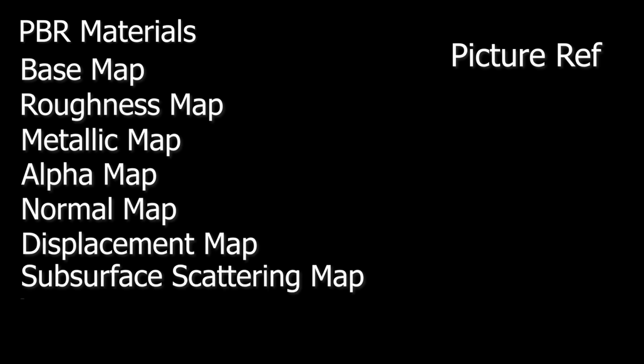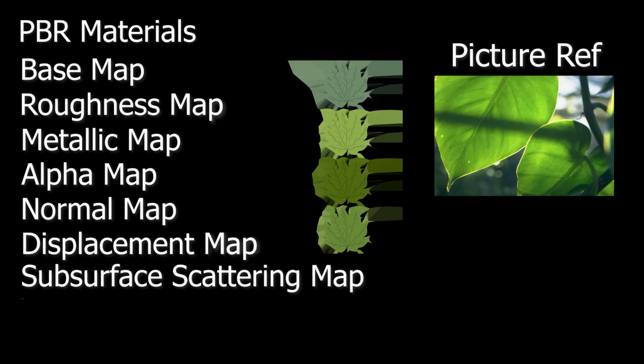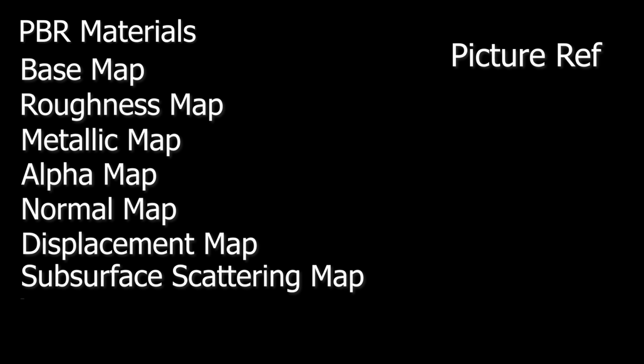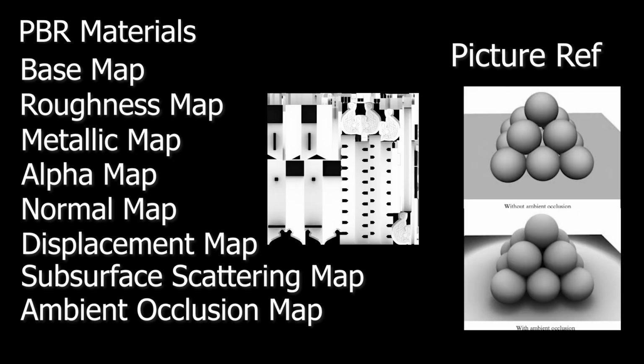Now moving on to subsurface scattering, this is mostly used in leaves, and sometimes you can even see it in human skin. It's basically a rendering technique that simulates how light penetrates and scatters within translucent materials. And now finally moving on to ambient occlusion. Ambient occlusion is basically a shading technique that simulates the darkening of areas where surfaces are close together. It basically makes your lighting look super good.